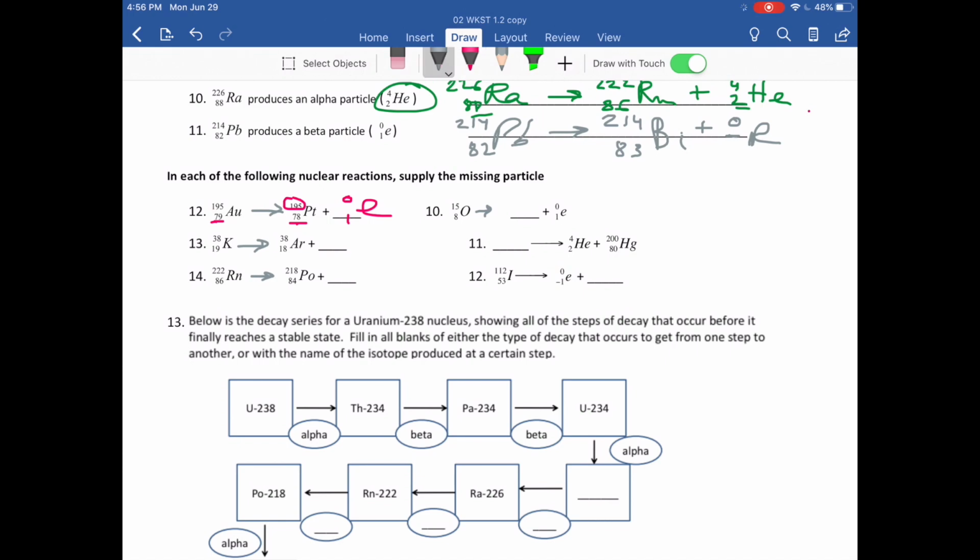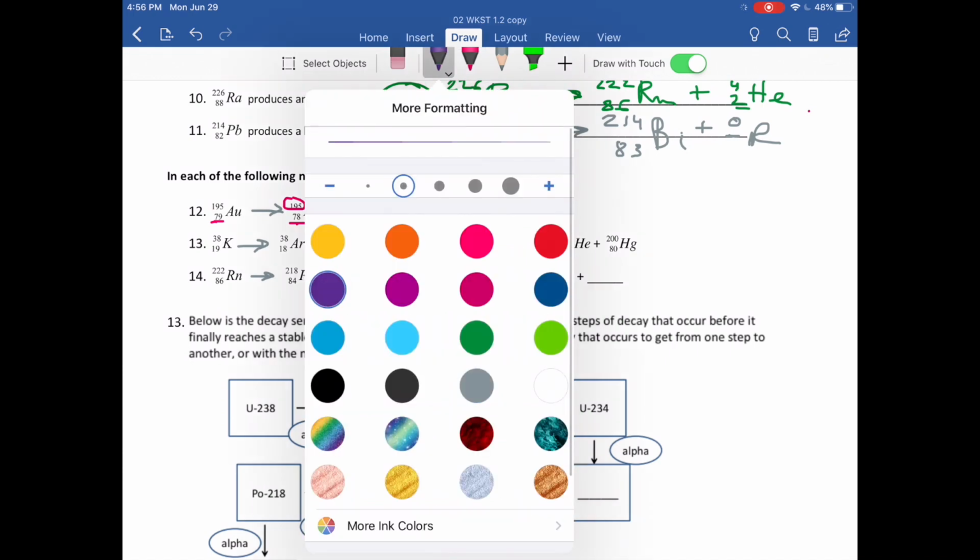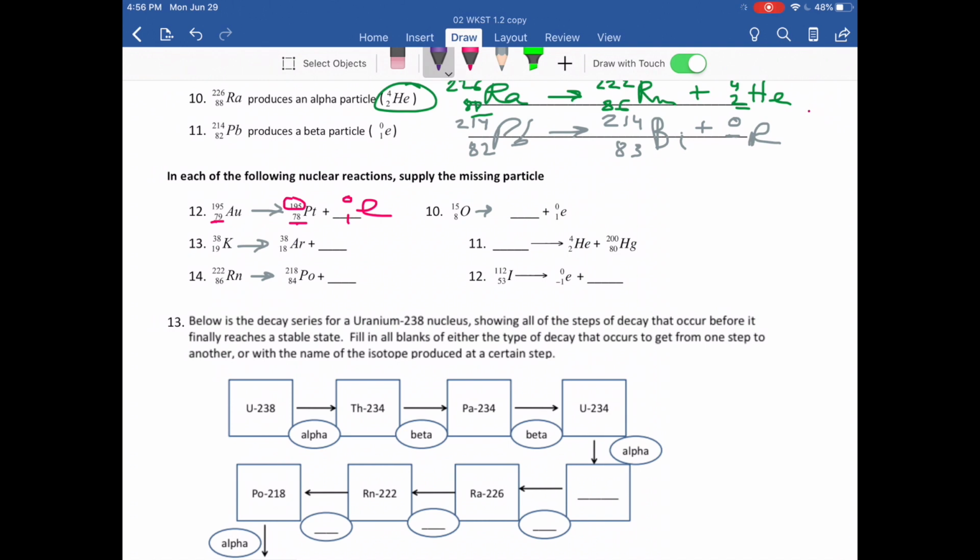Next one, we have potassium here, and we see how the atomic number has changed to argon's atomic number. So again, I have a 1 here, and then I see that the mass number hasn't changed from 38 to 38, so it's 0 here. So again, I have a positron. It's a 0, 1, e, so it's a positive electron.